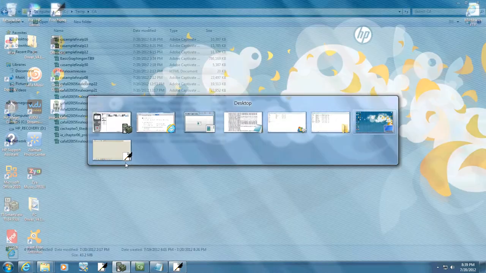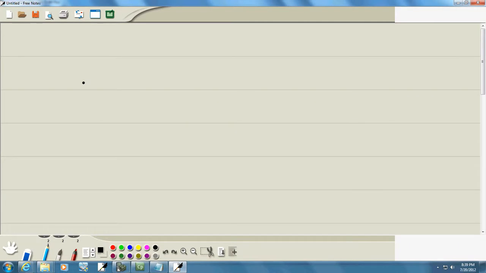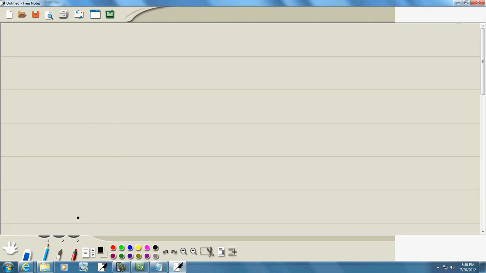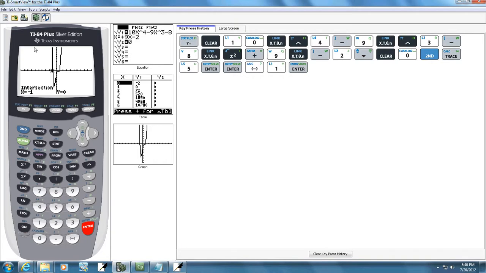So let me get ready to write them down here. So we're going to do intersect on first curve, intersect on second curve. And for the guess, I'll put in, looks like, -1. And that's our first answer. Okay, and then we have to keep doing it for however many answers we have.